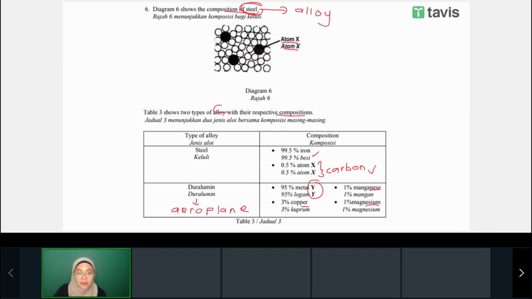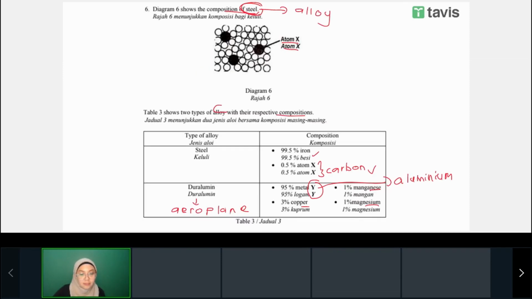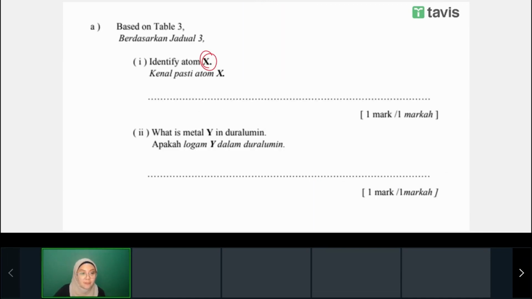So this metal Y is aluminium. Why aluminium? Because aluminium is lighter. Okay, let's see. Identify X. They asked about X just now. Okay, so X is carbon. Just right, carbon. If you don't read this type of question, theory type of question, you won't get it.